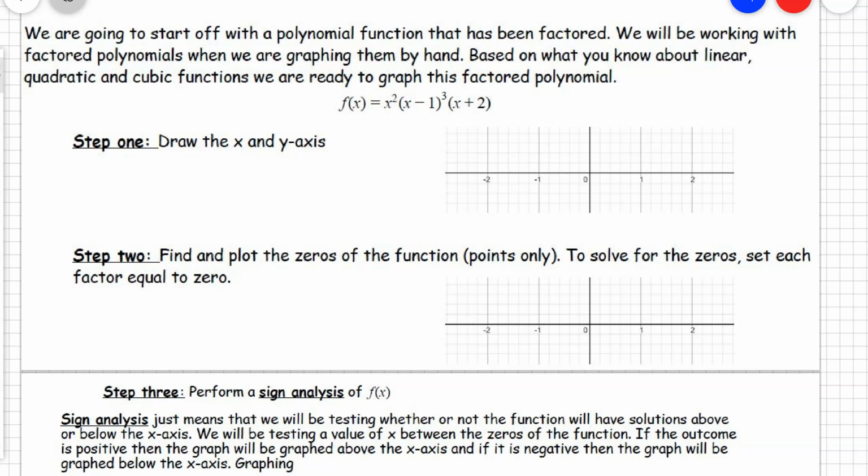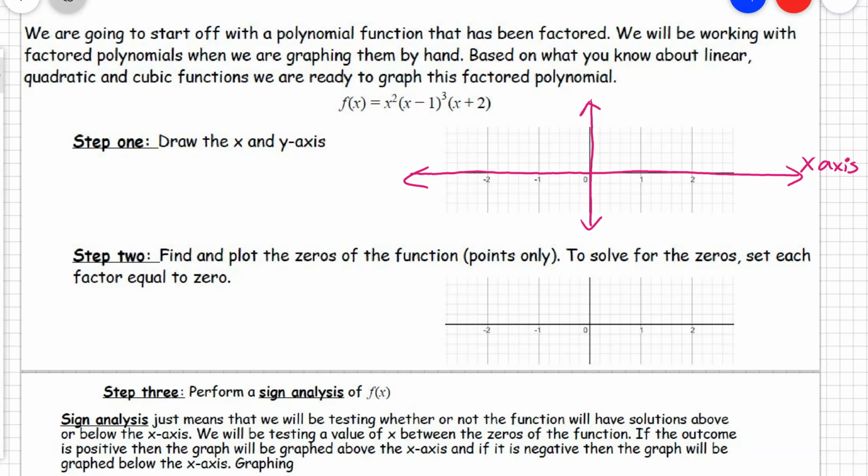Okay, so for the first step, you're going to draw an x and y axis on your paper. The y-axis doesn't need to be that big because we're just sketching, and we're not going to focus on how long our maximum points are, or minimum points, relative max, relative min, because today we're going to focus on the x-intercepts and where the solutions are.